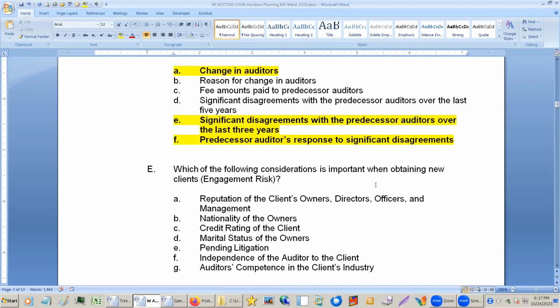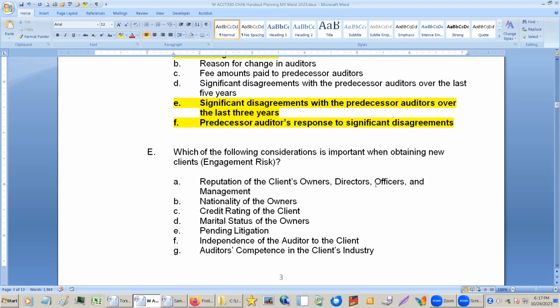Which of the following is considered to be important? A, reputation of the client's directors, officers, and management. Yes. Yep. Probably the most important thing.